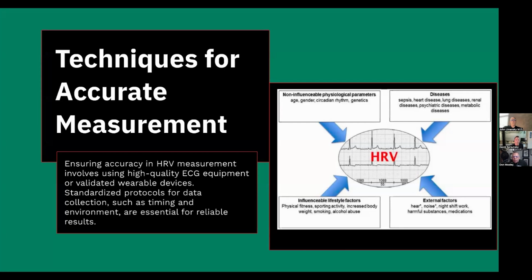Not only does the tool need to be validated, but there needs to be a standardized protocol for data collection, such as timing and environment. These are all essential for reliable results. I personally like nighttime resting data. That's my favorite data. But if you're getting started, there are really good apps you can get on your iPhone that use the camera, and there are good papers that have demonstrated this is an accurate measurement. So there's lots of ways to do this, but you've got to figure out what your program is.